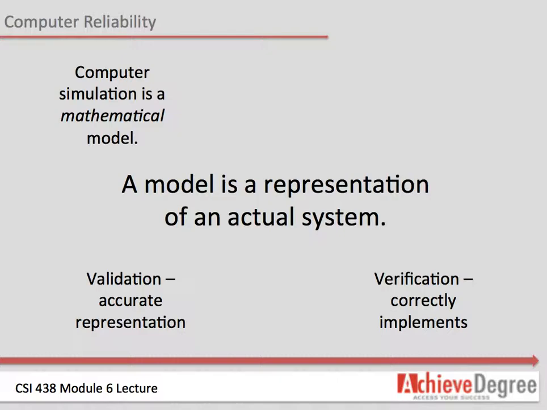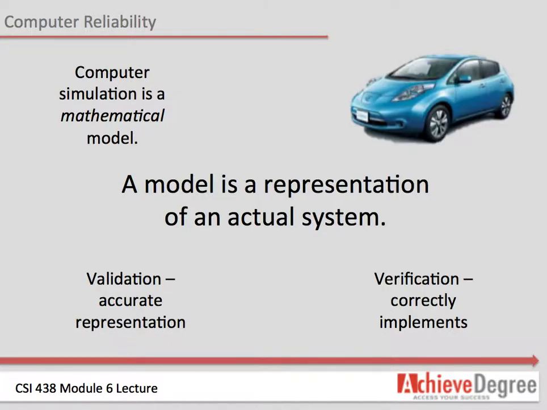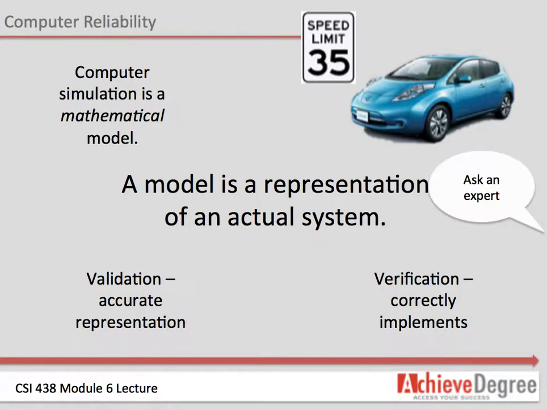in the real world. For example, you can use a computer simulation to predict what happens when you drive a Nissan Leaf into a wall at 35 miles per hour. Then you can drive a real Nissan Leaf into a wall at 35 miles per hour and compare the predicted results with the actual results. Another way to validate a computer simulation is to take its prediction to an expert and ask the expert if the prediction is accurate.